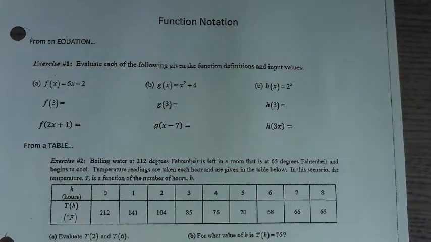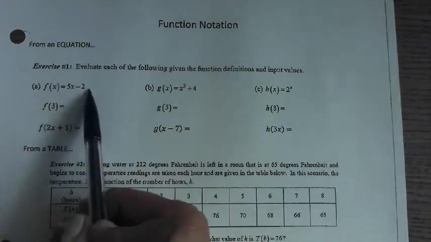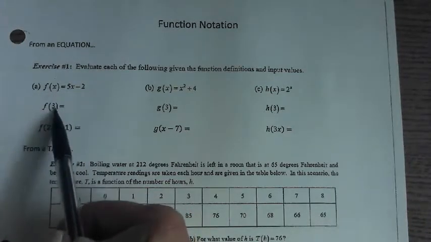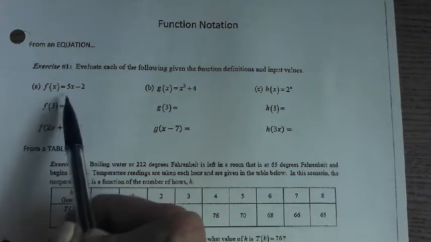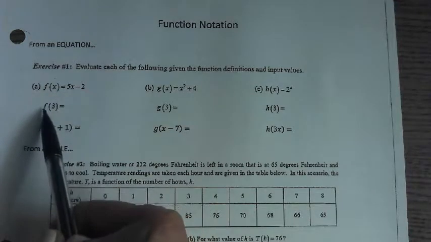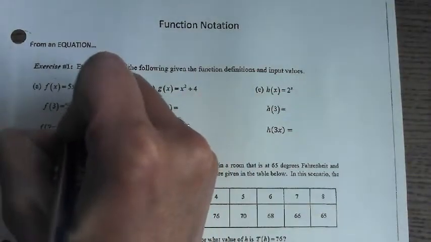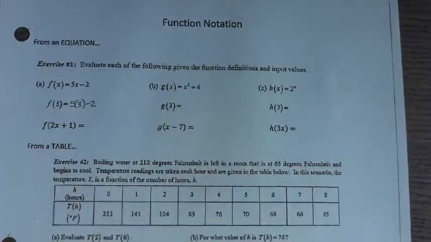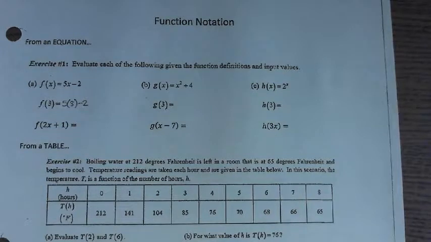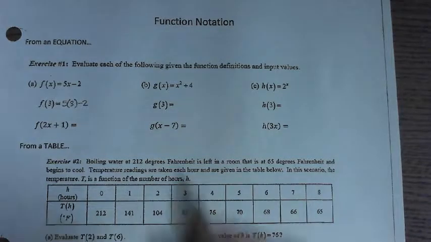When you're given a function, f of x equals 5x minus 2, anytime x is filled in with something, that's what they want you to plug in. So f of 3 means 5 times 3 minus 2. So you would write that. And again, when you're substituting something in, it's always good practice to put parentheses around it. And then you can just do that math in your head. 15 minus 2 is 13.